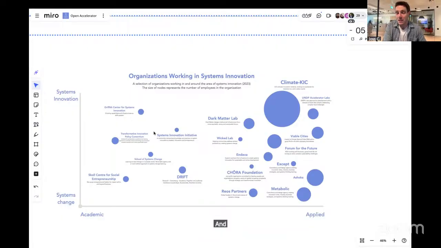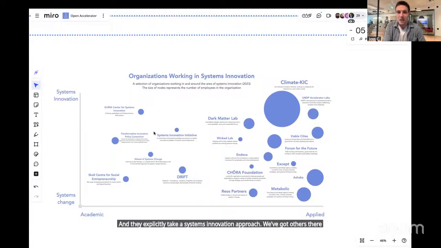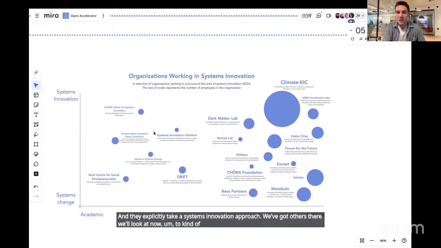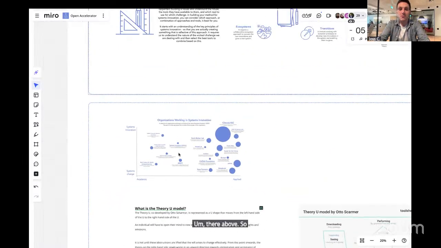And they explicitly take a systems innovation approach. We've got others there we'll look at now to kind of unpack how they approach this and how it kind of intersects with the different dimensions I talked about above. So let's jump into that.